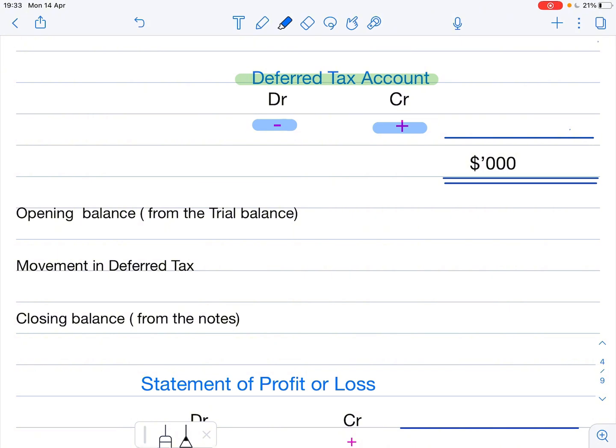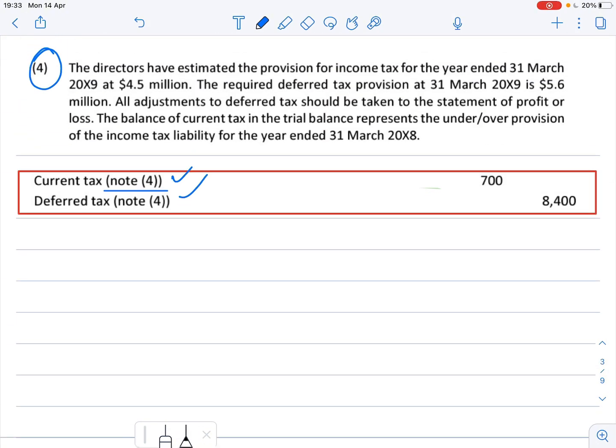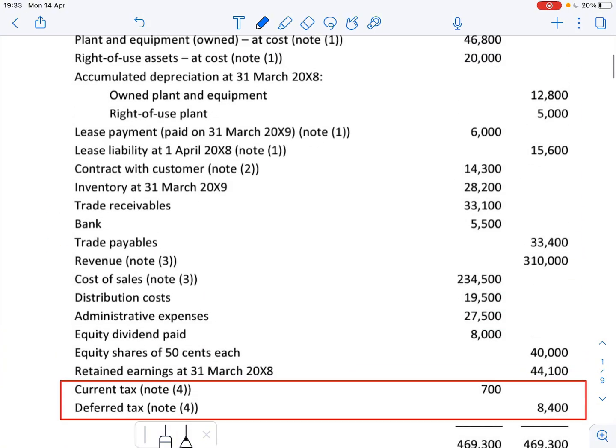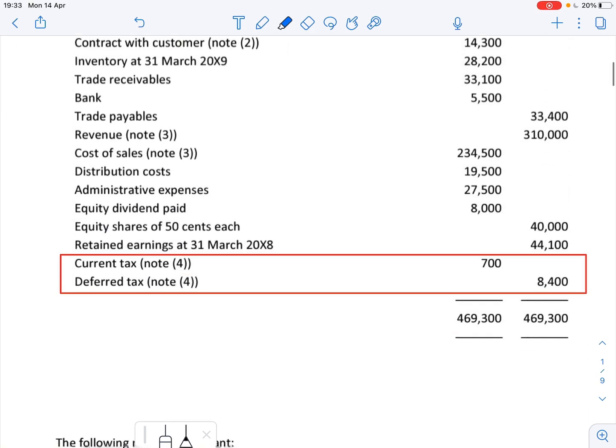So the opening balance of our deferred tax will be picked from the trial balance, and that I have stated here. So you go to the trial balance and pick the opening balance. If I put debits here and credits here, because from the original trial balance, I'm sure you know that you have debit, credit.